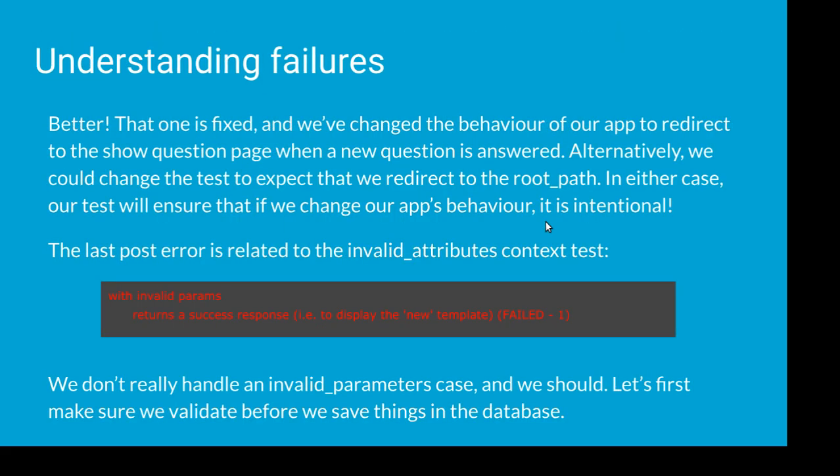Okay, let's look at the other failure. So we changed the behavior to redirect to the show question page. Alternatively, we could change the test to expect to redirect to the root path. So we looked at how we do that. In either case, our test will ensure that if we change our app's behavior, it's intentional. So that's the big thing, right? Is to make sure that when we make changes, they're intentional and it's communicated.